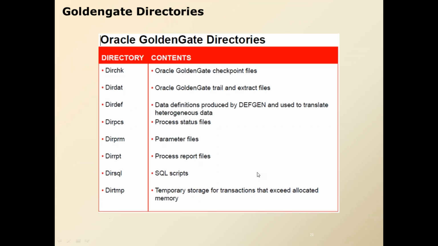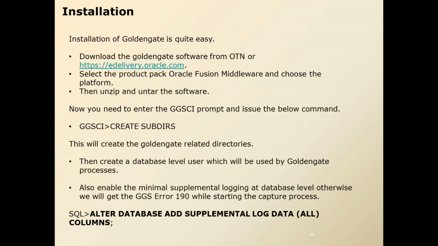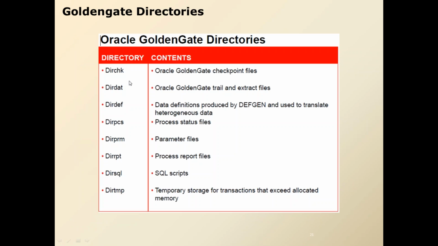Now, for installation purposes, you can download and then create subdirs. Dir chk is a directory which stores Oracle Goldengate checkpoint files. Checkpoint is a process which ensures data integrity in your environment. Dir dat stores the trail files. Dir def stores the definition files. Dir pcs stores the process status.